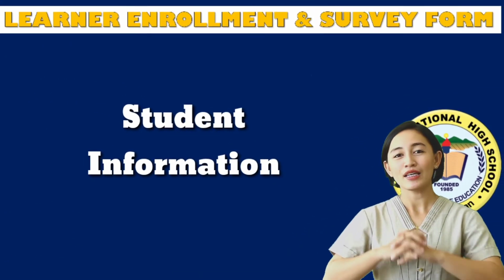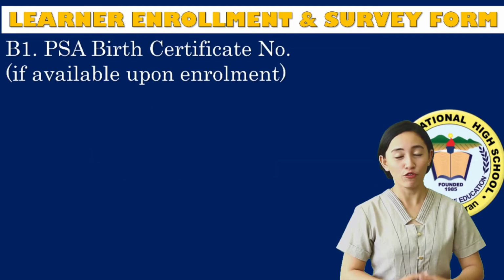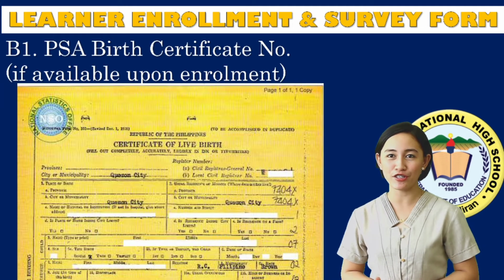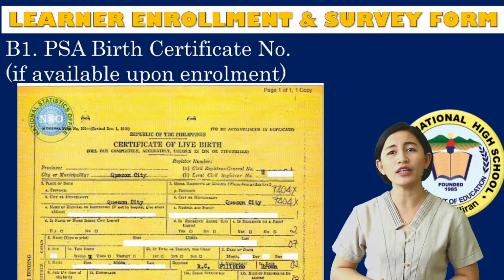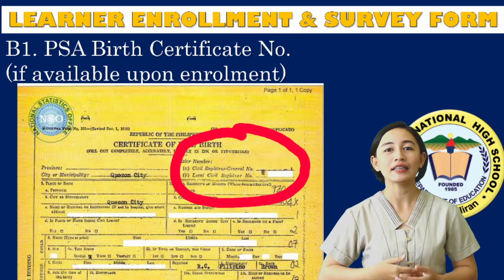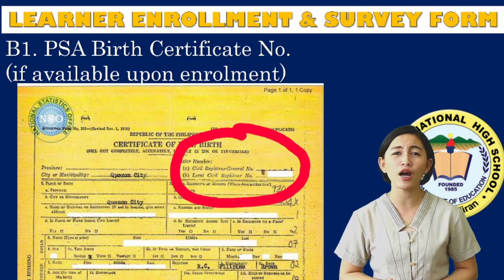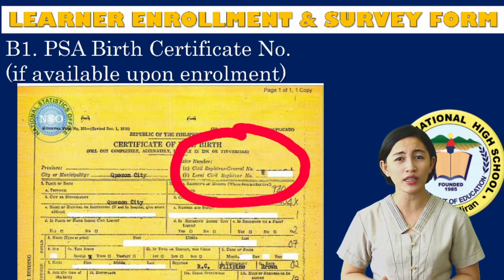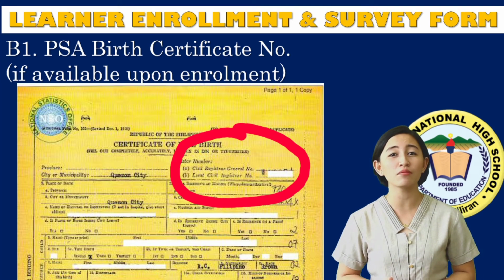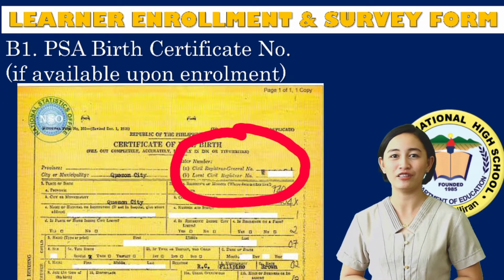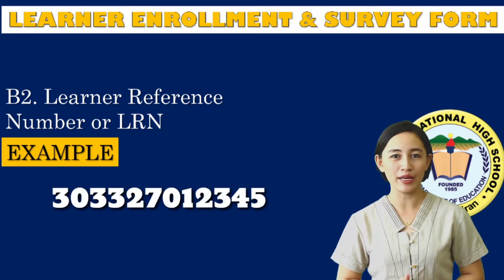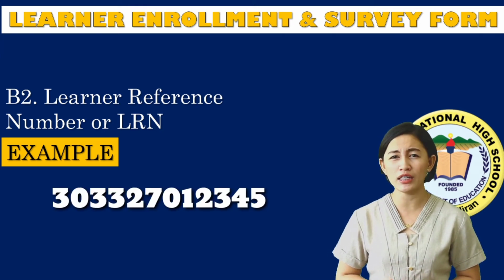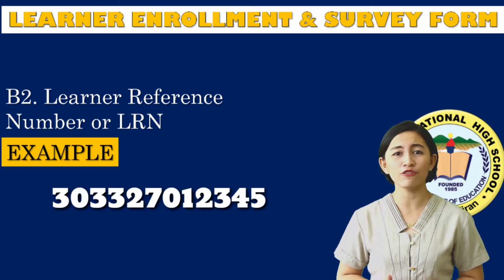Part B, student information. For Part B1, PSA birth certificate number, if available upon enrollment, this will be found in this part of the certificate. Tandaan, kung ano man ang inyong mga impormasyon na nakatala sa birth certificate, ang siyang gagamitin ninyo sa mga sumusunod na mga impormasyon. Part B2, Learner Reference Number or LRN. This must be 12 unique digits. Leave it blank if not.